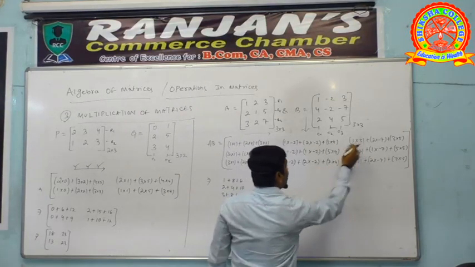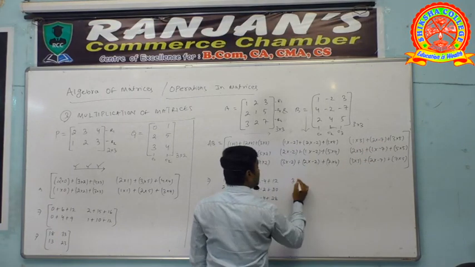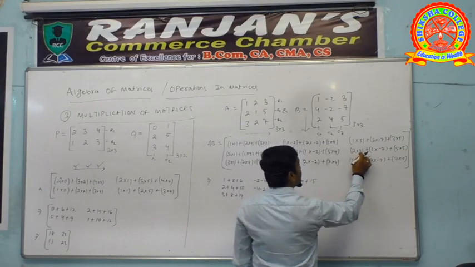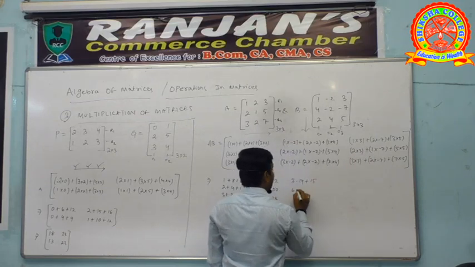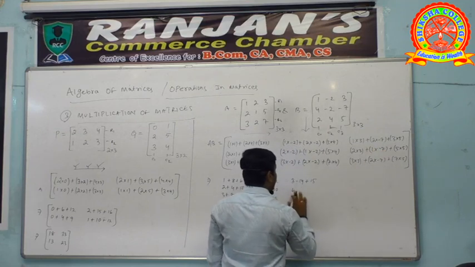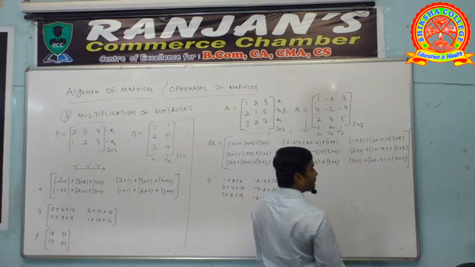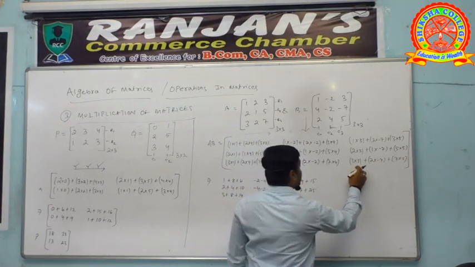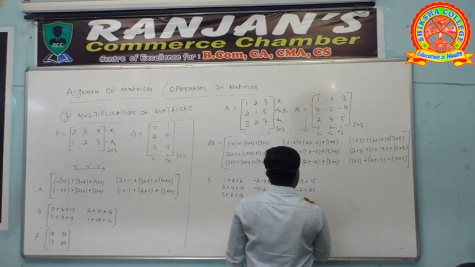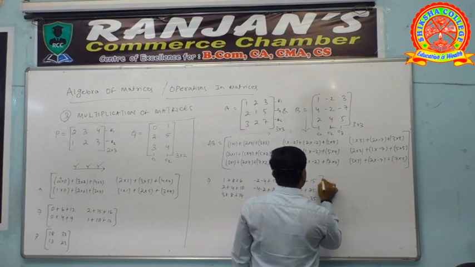Then 1 into 3 is 3, plus 2 into minus 7 is minus 14, minus plus minus 14, plus 3 into 5 is 15. 2 into 3 is 6, plus 7 into minus 7, minus 7, so minus plus minus 7, plus 5 into 5 is 25. Then 3 into 3 is 9, plus minus 7 into 2 is 14, plus 7 into 5 is 35.